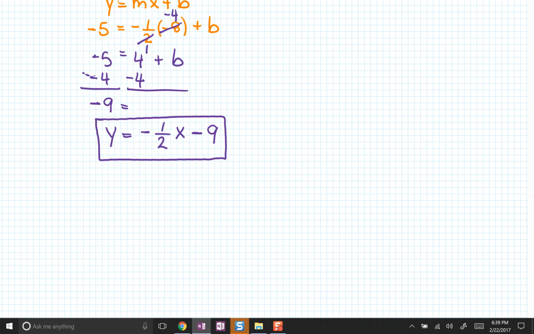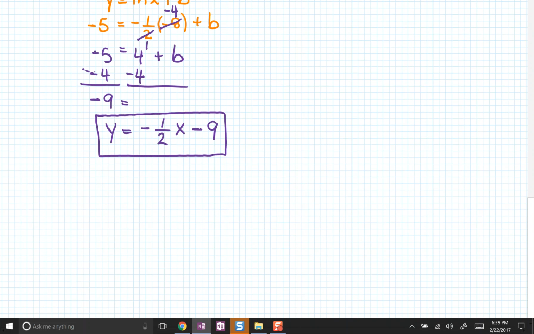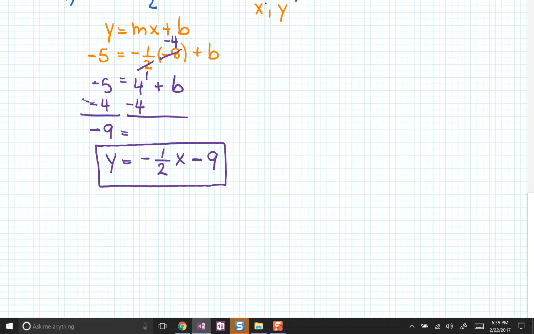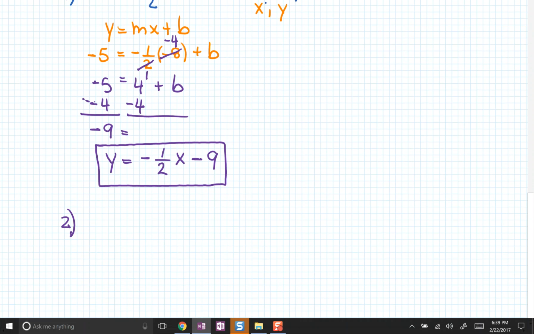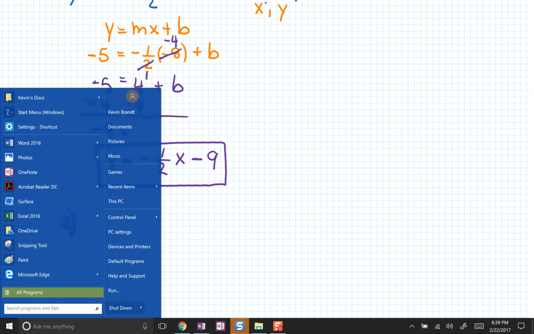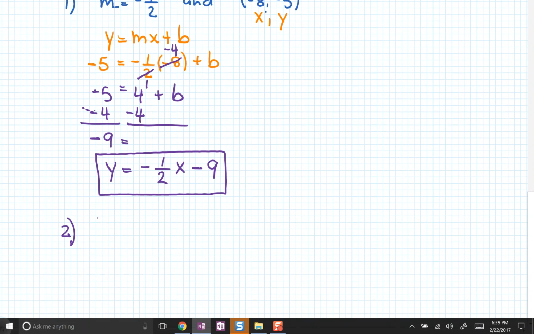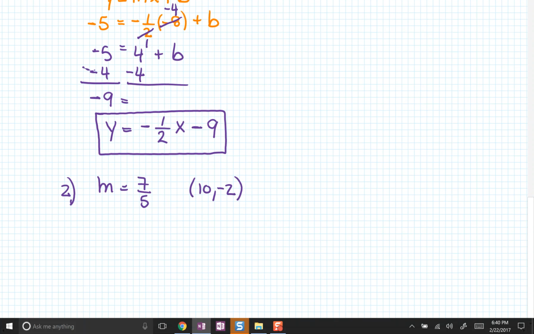Okay, so let's look at another example. This is the next one in this group. This time we have m equals 7/5, and our point on the line is (10, -2). So go ahead and stop the video and work out the problem and then see how I did it.